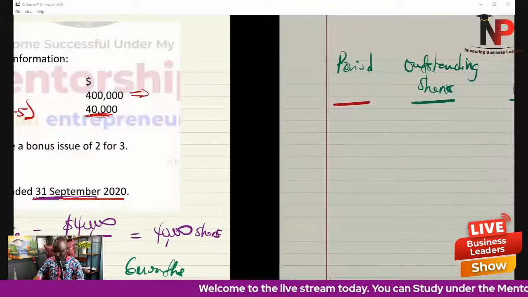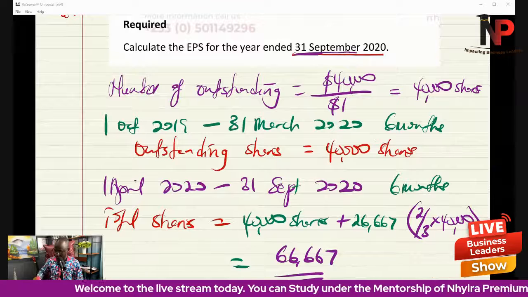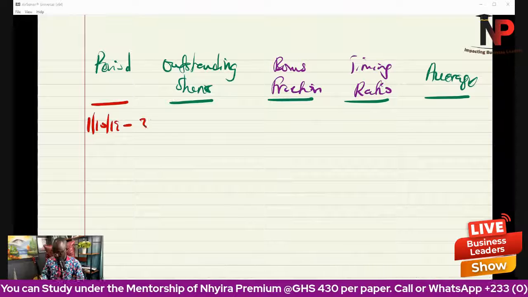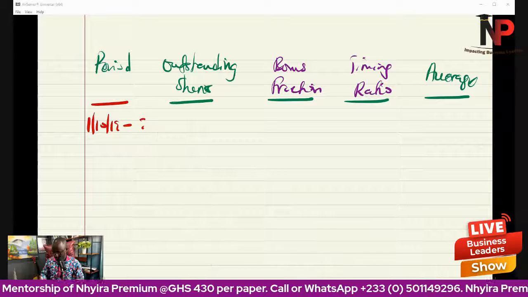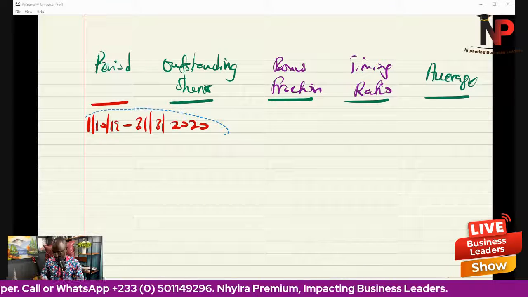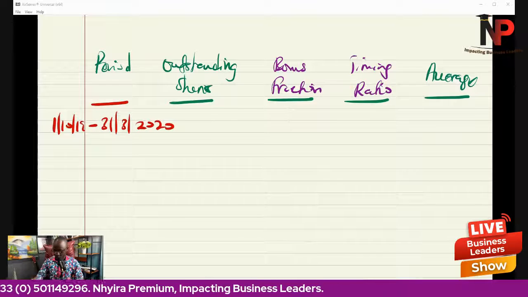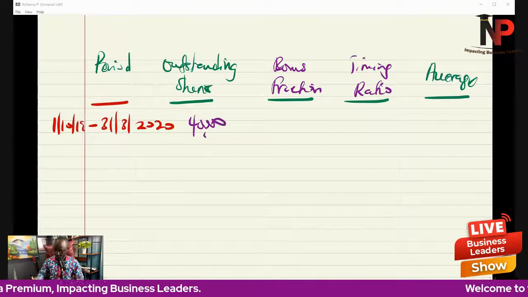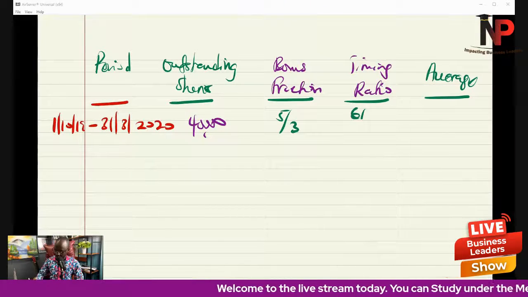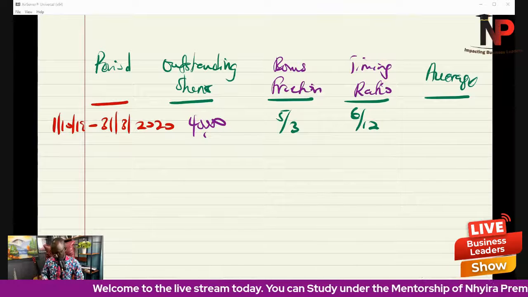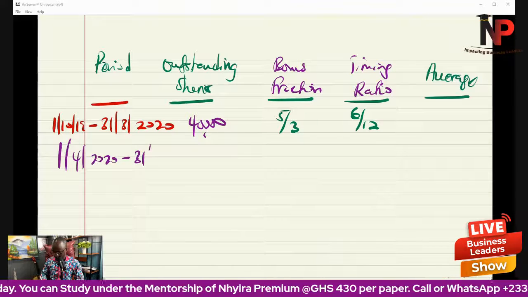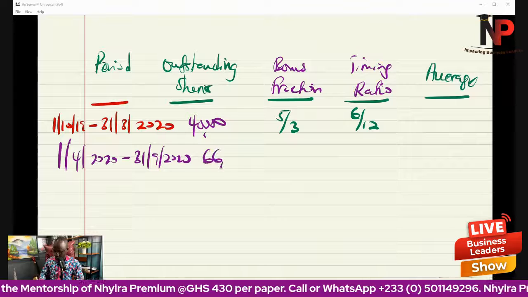So the period, we've already established, 1st October 2019 to 31st March 2020. We had 40,000 shares. The bonus fraction will affect those shares, 5/3. The timing ratio is 6/12. Then from 1st April 2020 to 31st September 2020, we now have 66,667.